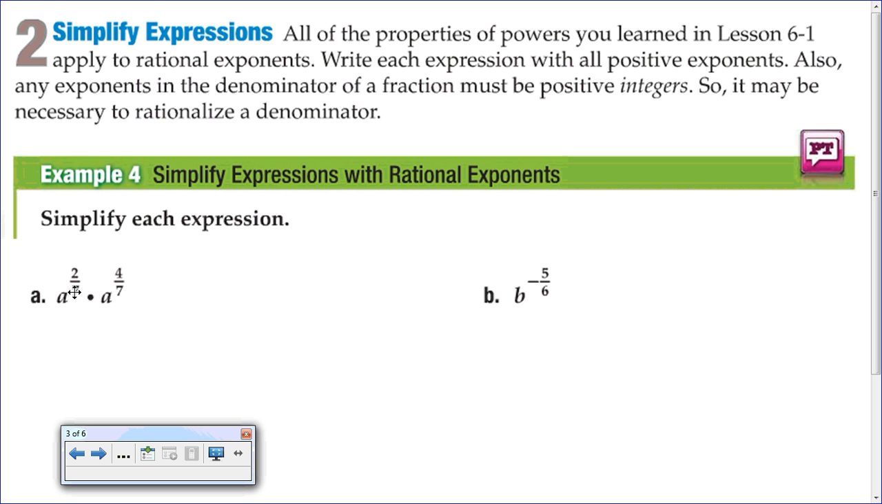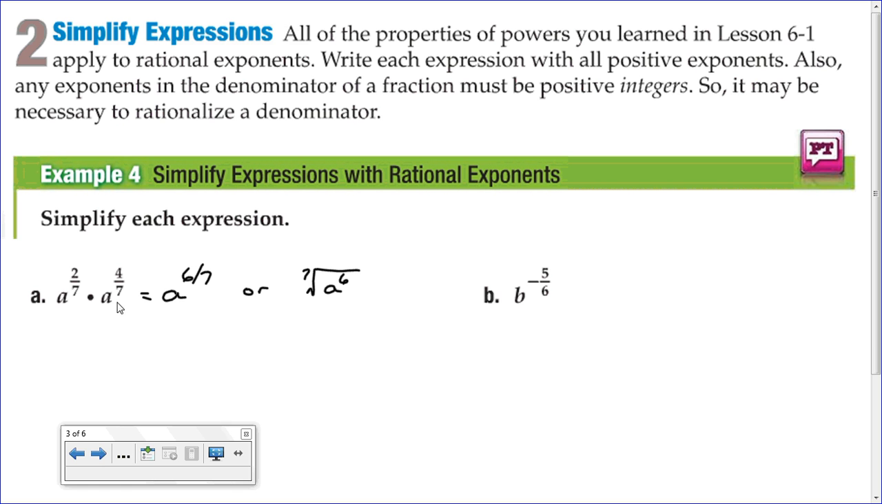Alright, so our first one up here, remember some of the basic rules on these. When you are multiplying and the bases are the same, you add the powers. Okay? So on this one, all I've got to do is I'm going to have A, and 2/7 plus 4/7 is the 6/7 power. This method is acceptable, or you can write it with a radical. This would be the 7th root of A to the 6th.